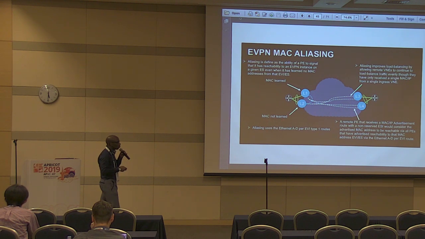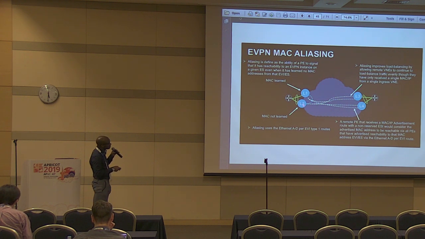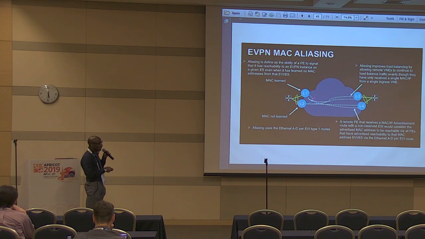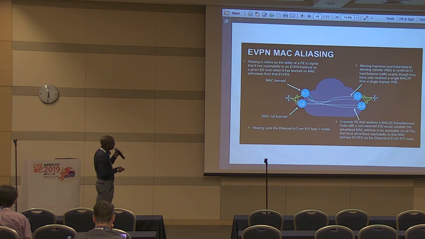So with aliasing, even though L3 and L4 have not received that same MAC address advertisement from L2, because L2 has already advertised the Ethernet auto discovery route per EVPN instance, the type 1 route, to them, they will assume that that same single MAC address is actually reachable via both leaf devices, and they will hence load balance traffic to both of them. So that is what aliasing is in a nutshell.